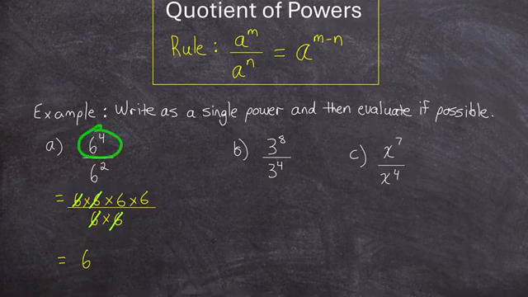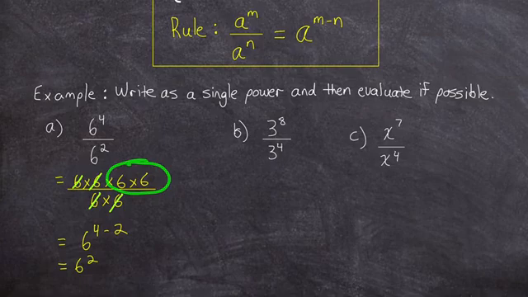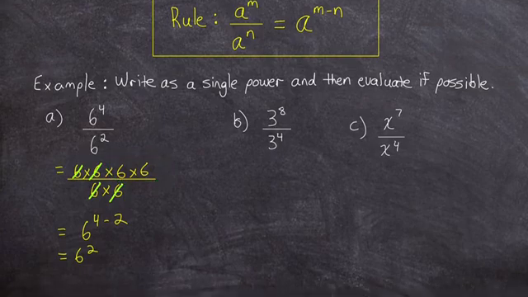Well, in the numerator, there were 4 factors of 6, so I can start my exponent off as 4. But then when I divided by 6 squared, that put 2 factors of 6 in the denominator, which canceled out 2 of those 4 factors that were in the numerator. So how do I show that I'm canceling out 2 of those 4 factors? I can just make the exponent 4 minus 2. And 6 to the 4 minus 2 is 6 squared, which communicates that here, what we have left is 2 factors of 6 being multiplied together, which is, of course, 36.